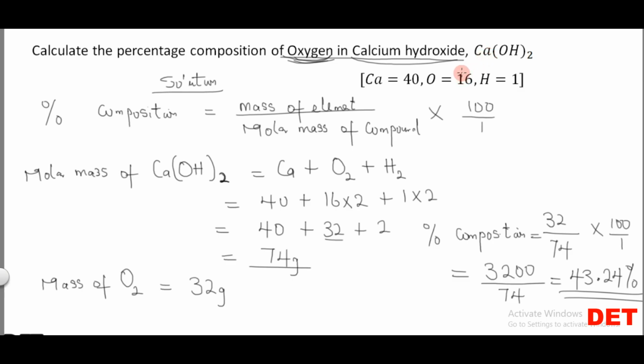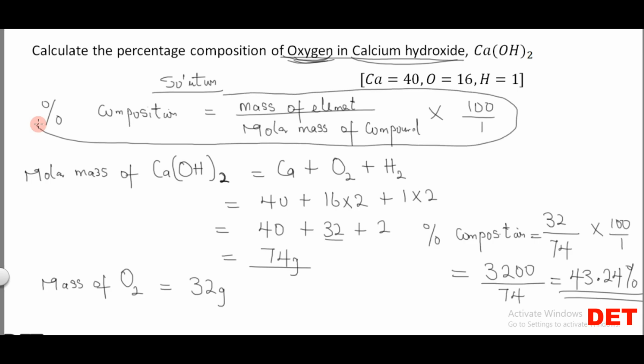The main important thing to note in this calculation is to know the formula for calculating percentage composition. You should know that percentage composition is equal to the mass of the element over the molar mass of the compound, times 100 over 1. This formula, you must know it always. It's a very simple and straightforward formula.